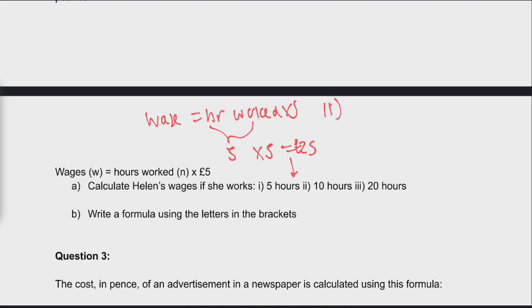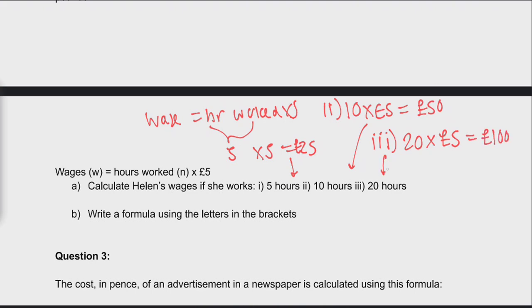Okay, so what if she works 10 hours? Well, the hours worked is 10 times £5. She's going to make £50. And then finally, if she works 20 hours, then it's going to be 20 hours times that £5 per hour, which is going to be £100 for Helen. So now we have to write a formula using the letters in the brackets. Well, wages is W, hours worked is N, times £5, or we can also write that as W is equal to 5N.